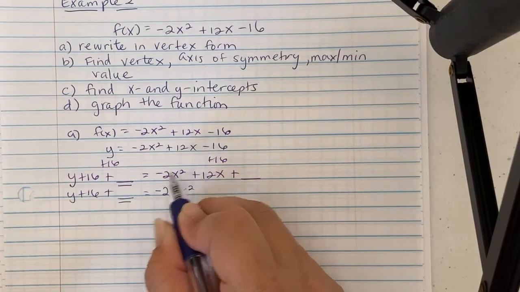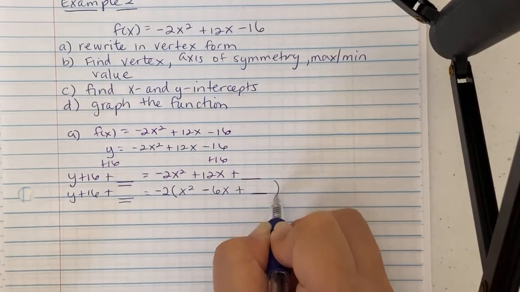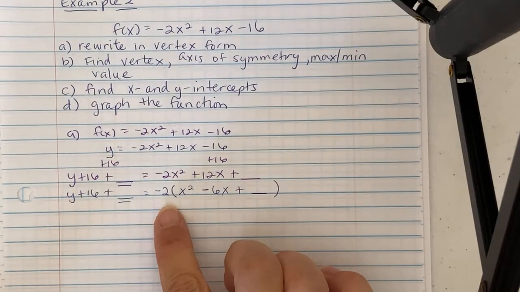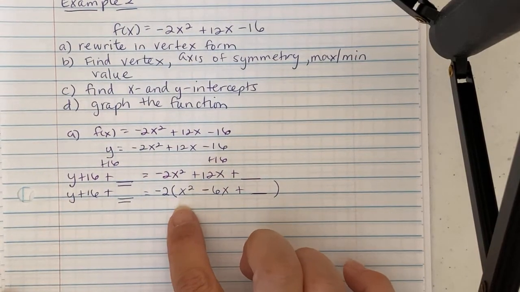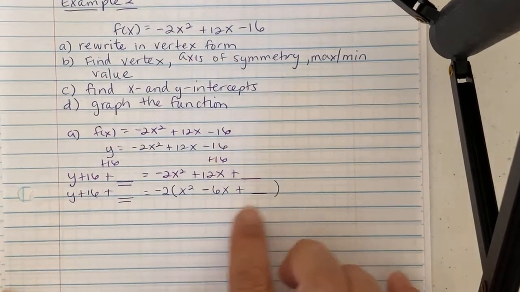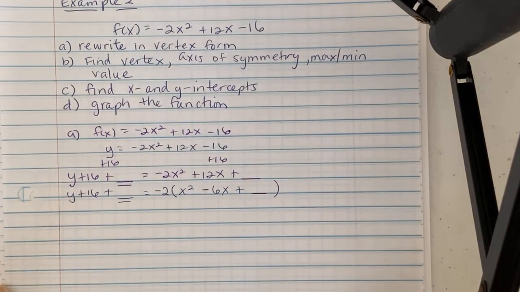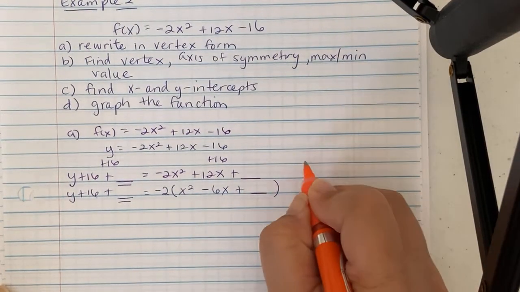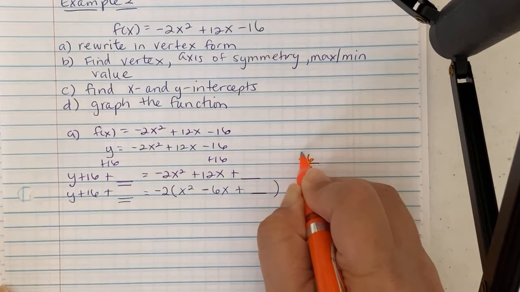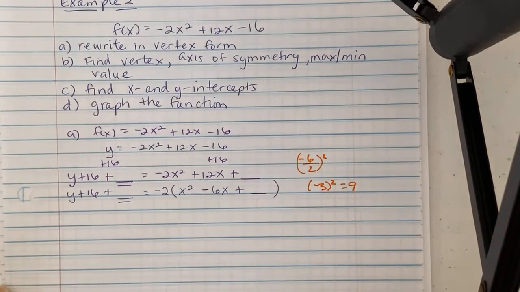Divide positive 12 by -2, I'm left with -6x. And still the same thing, because if I were to distribute back in, there's my -2x squared, negative and makes it positive 12x squared. The parentheses here is where we're going to do our completing the square. So in this instance, our b value is -6, which we divide by 2. So we have -3 squared makes it a 9.